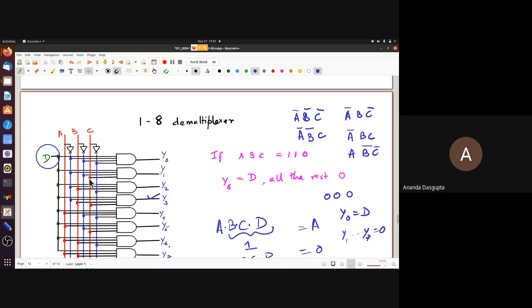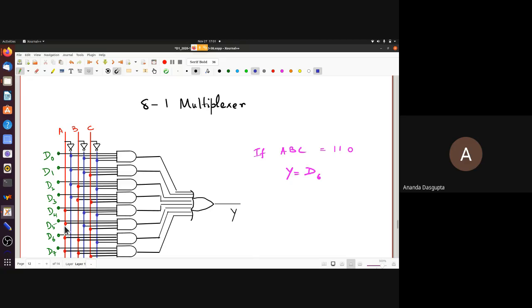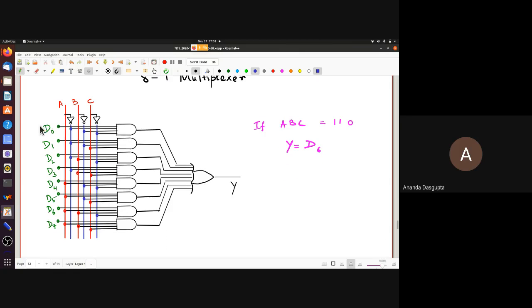This is 0, 0, 1. This is 0, 1, 0. This is 0, 1, 1. 1, 0, 0. So you can realize that this is just 0, 1, 2, 3, 4 in binary, one after the other. The same is happening here, except that instead of having one input D, you have 8 different inputs marked D0 through D7, and they're being fed to these OR gates, and these AND gates, and you are taking a collective OR of all of these and feeding them to the output.